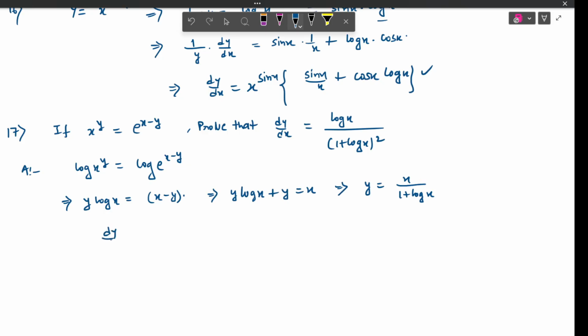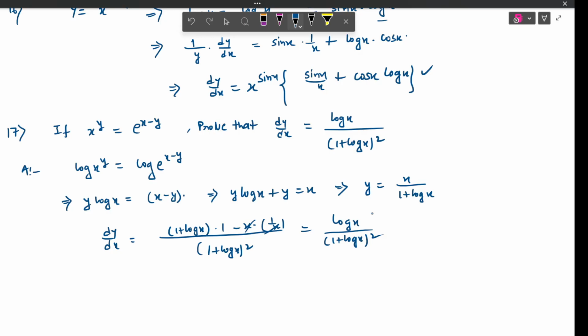Now if we apply differentiation, dy by dx, apply u by v rule, so 1 plus log of x whole square, 1 plus log of x, differentiation of x is 1, minus x into differentiation of 1 is 0, differentiation of log x is 1 by x. So 1 by x, this will cancel out. So here minus 1, here plus 1, it will cancel out. Log x by 1 plus log x whole square. This is your answer. This is a proof.